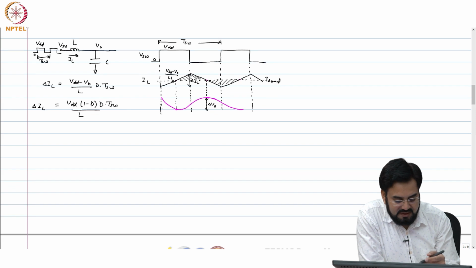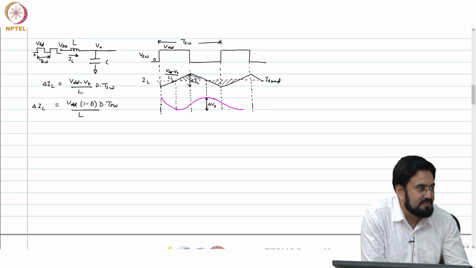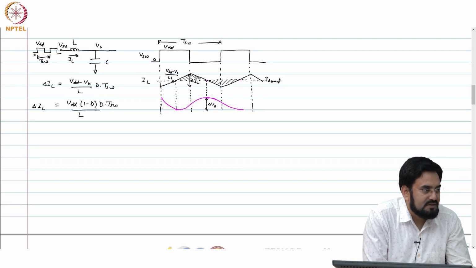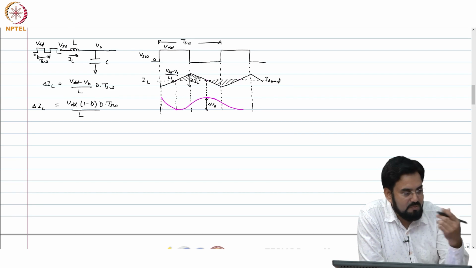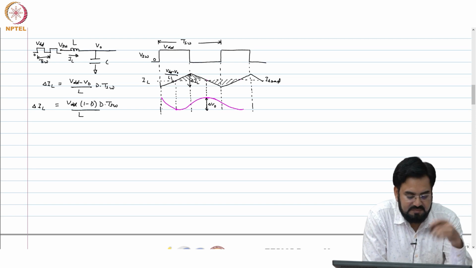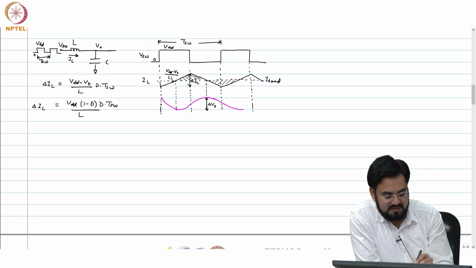So, I know that if I want to find the integral of this curve, I have to take simply the area, okay. And I know how much charge I am dumping, so the area of this current curve will be nothing but your charge. So, how much charge you are dumping or drawing can simply be found by the area of this triangle. So, from here to here, this is the amount of charge.